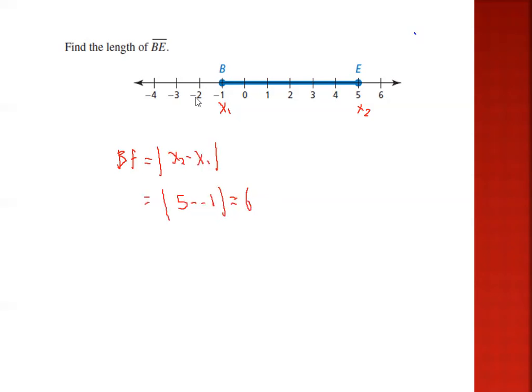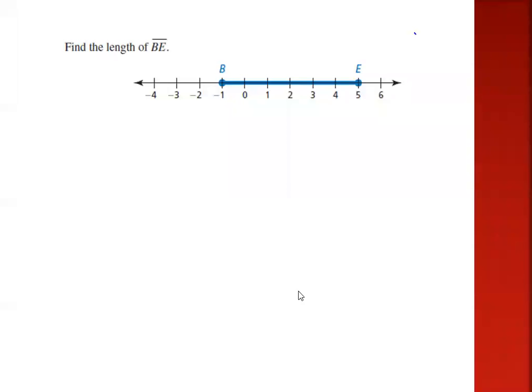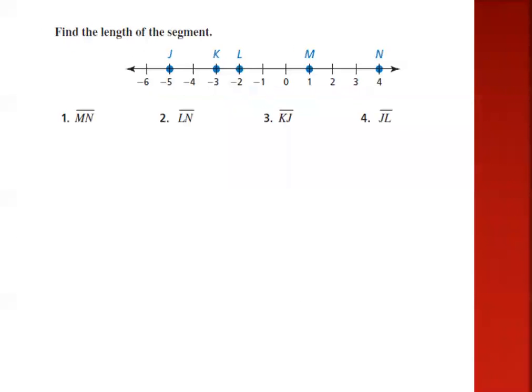Okay, any questions so far about this? Can anyone tell me what formula we have to use to calculate the length of BF? Absolute value X2 minus X1. Exactly. So it will be absolute value X2 minus X1. So we will make absolute value 5 minus negative 1. So the answer will be equal to 6. Right? Yes. Okay.